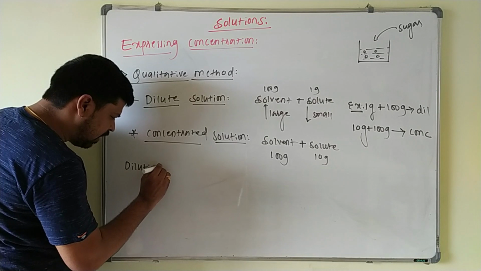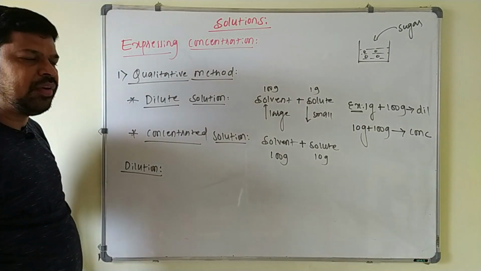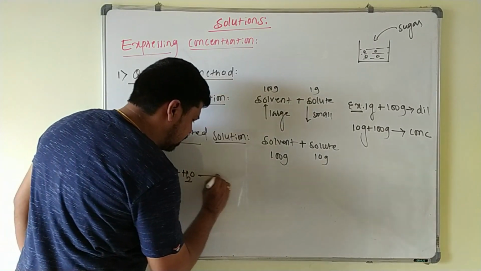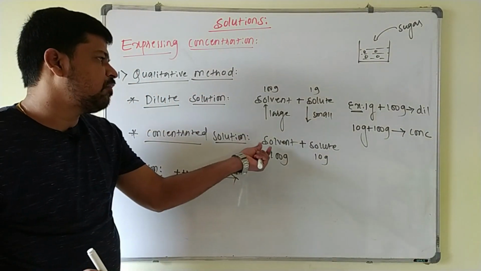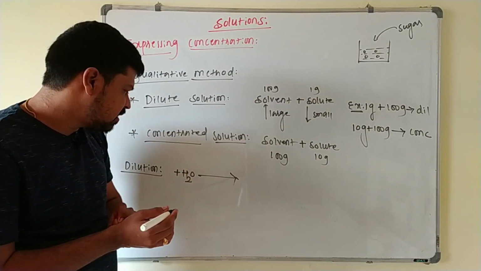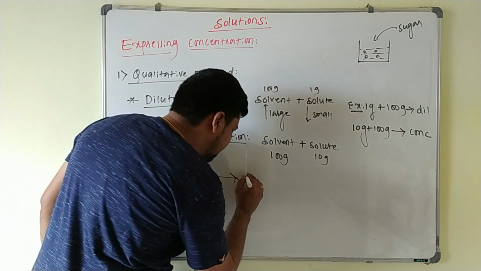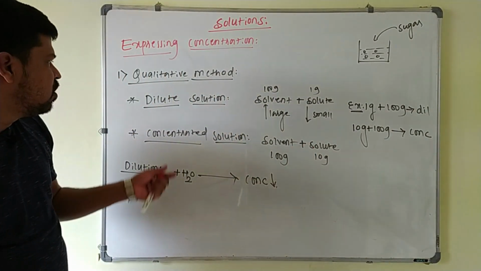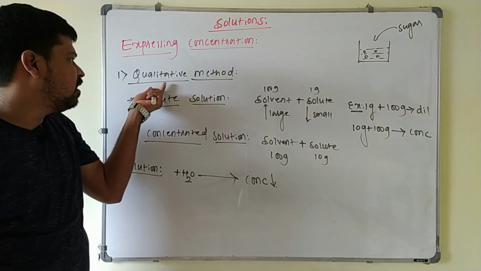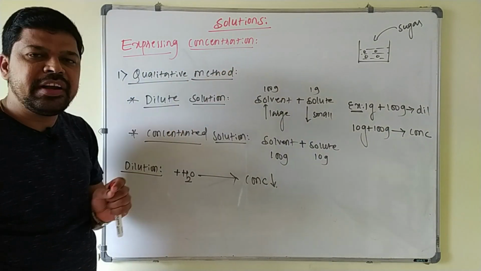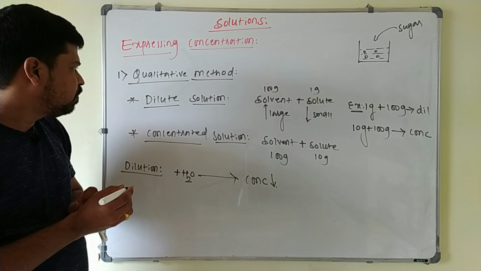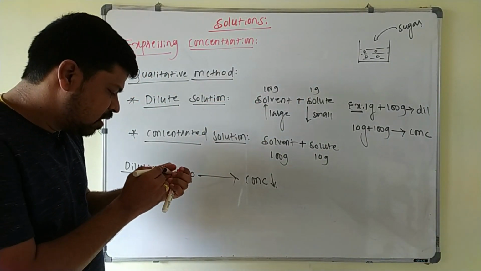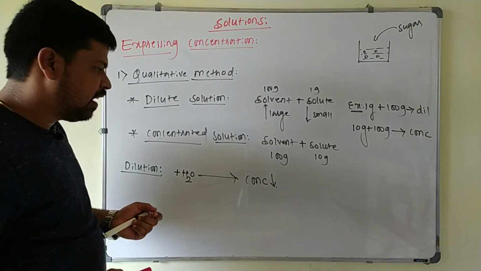Now what is dilution? Dilution is simply the process of addition of solvent, or water. Suppose to any solution you add water, then what happens? The amount of solvent increases, the solute fraction decreases, and the concentration of the solution decreases. So this is expressing concentration in the qualitative method, and in the quantitative method we have different methods to express the concentration of the solute in the solvent. Next one I'll write in the next slide.